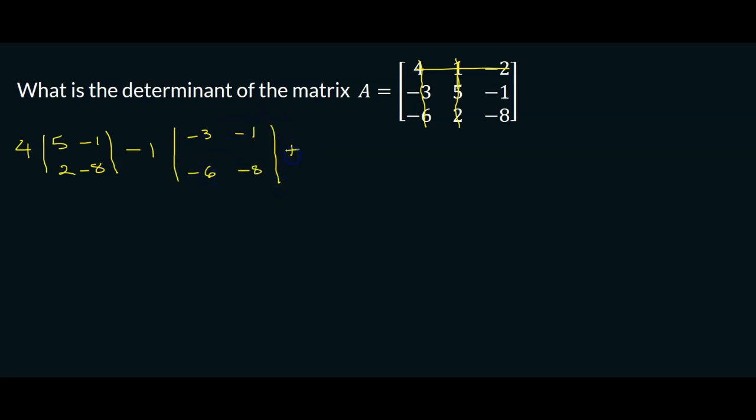And then we have plus, and so we have this right here, and then we have negative 2, and then we put this out here, and we have negative 3, 5, negative 6, 2. So now we are going to find the determinant of the 2 by 2 matrices. So don't forget, you can always go this way: A, B, C, D.